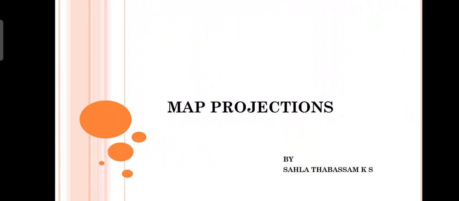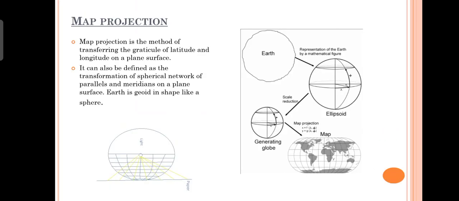Hi everyone. I'm going to explain about map projections. Map projection is the method of transferring the graticule of latitude and longitude on a plane surface. It can also be defined as the transformation of the spherical network of parallels and meridians on a plane surface. That is, a two-dimensional representation of a three-dimensional feature.